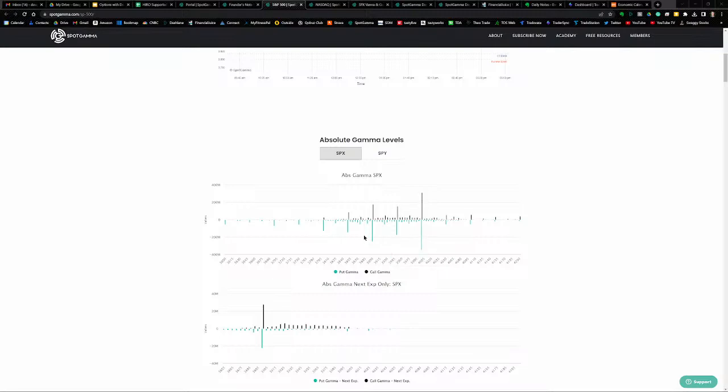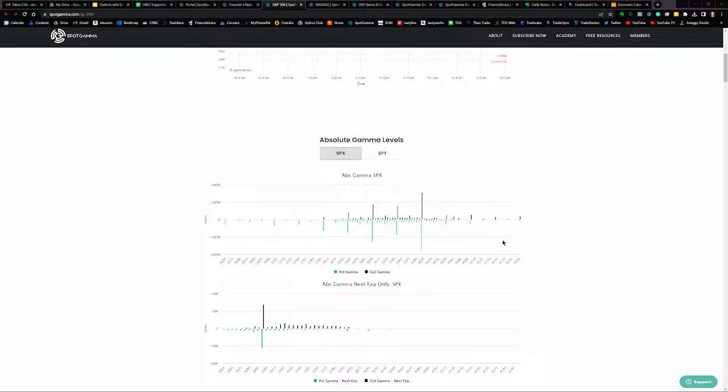And then here is the 3,800 put wall, the strike with the largest net negative gamma. And the call wall is way up here. Oh, I'm sorry. It has been for quite a while, and it has shifted now to the 4065 level. Again, that's the call strike with the JP Morgan collar.